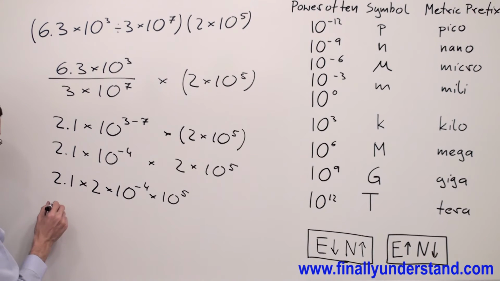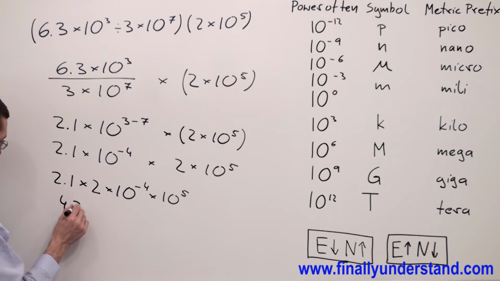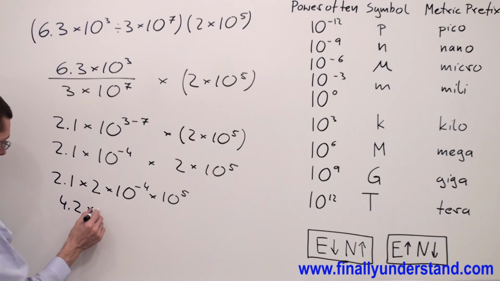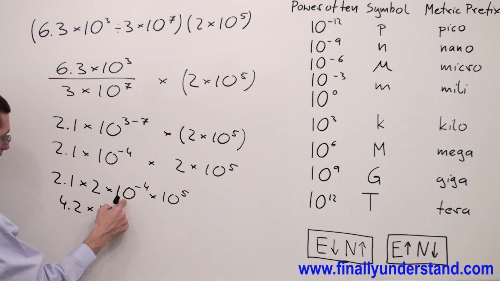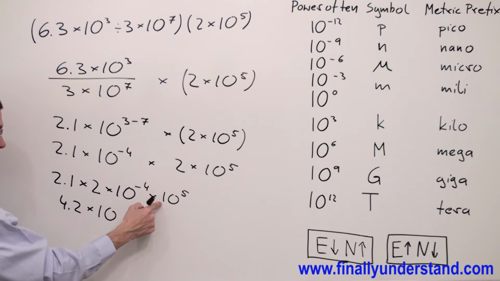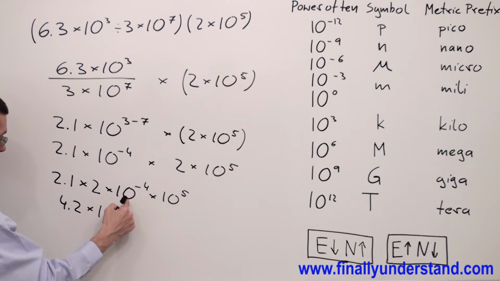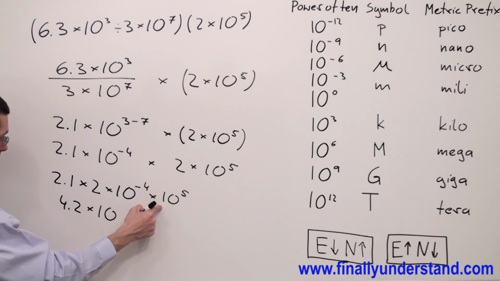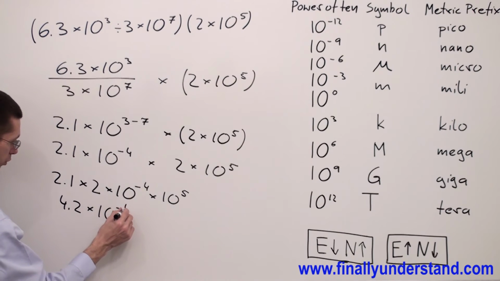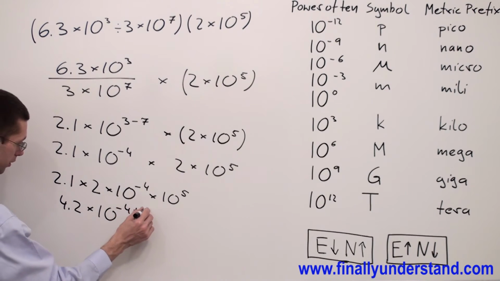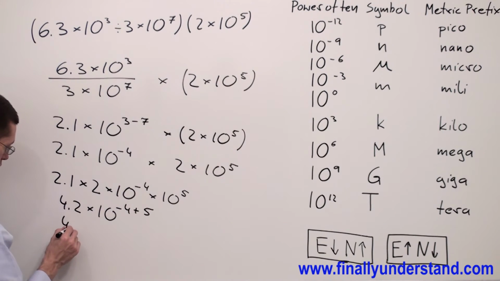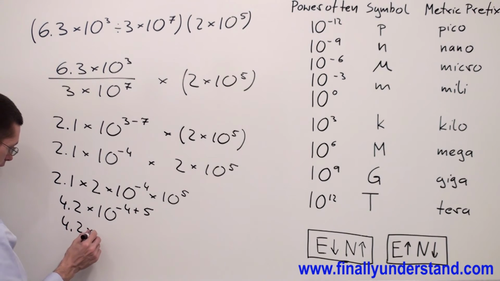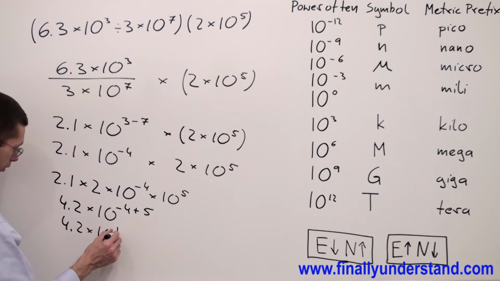2.1 times 2 is 4.2 times 10. Remember, anytime you multiply two numbers with the same base, we're supposed to keep the base and add exponents. I have negative 4 plus 5. I have 4.2 times 10 to the power 1.